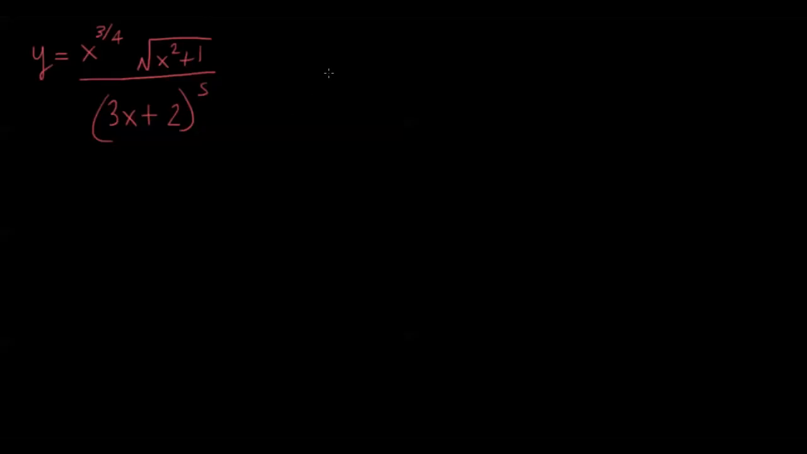Well, we can use logs, and it turns out that if you take the log of one side to make it simpler, then you have to take the log of both sides. So in order to simplify this, I would write it as the natural log of y is equal to the natural log. Well, from log properties, we know that the natural log of x to the 3/4 times the square root of x squared plus 1 would be the natural log of x to the 3/4 plus the natural log of the square root of x squared plus 1.